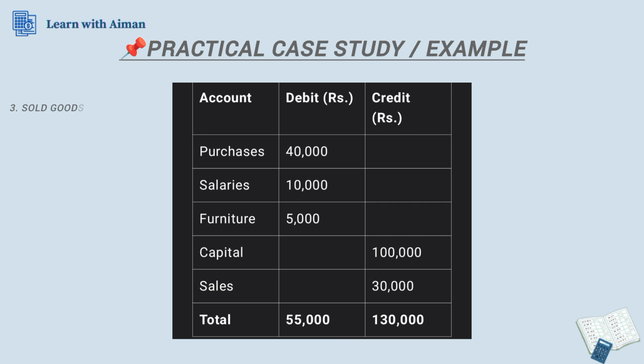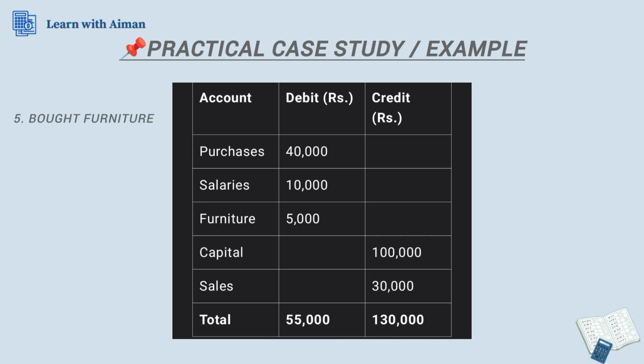Okay, now number three is sold goods on credit. We are selling our goods, which is our revenue. When our revenue is increasing, we put it on the credit side. So sales rupees 30,000 on the credit side. Number four is paid salaries. We are paying salaries. It's our expense. Our cash is decreasing. So we are putting our salaries on the debit side with rupees 10,000.